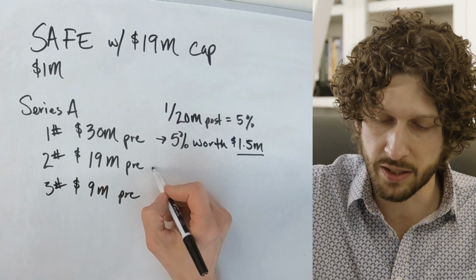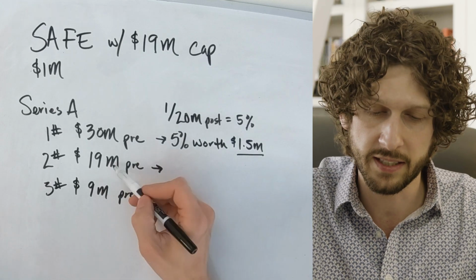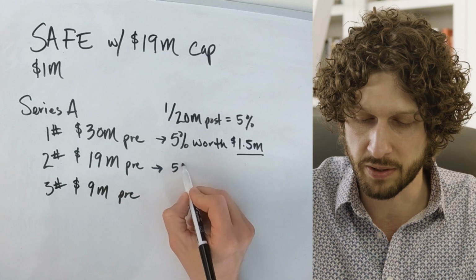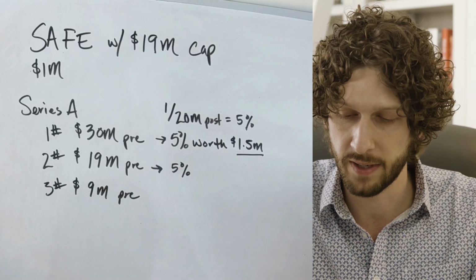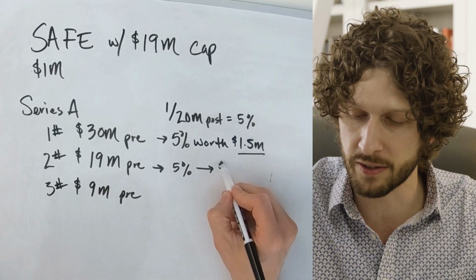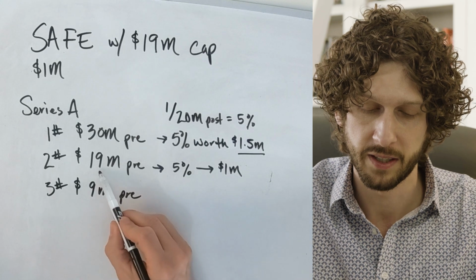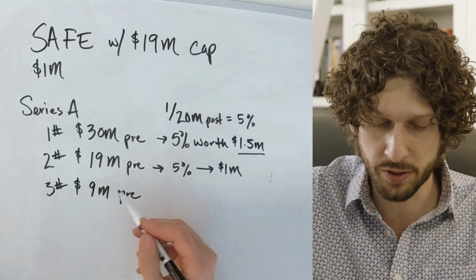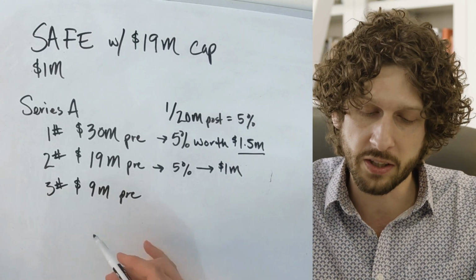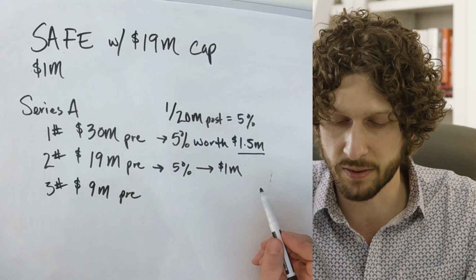All right, in outcome number 2, they raise at this $19 million pre. Well, the $19 million is the same as the cap, so in that case, I still just end up owning 5% of the company, right? However, in this case, it's not worth the 1.5, it's going to be worth just $1 million, because it's 5% of $20 million post-money, since we add in my $1 million. Although it could get a little more complicated because it depends on how much additional capital they raise in this round.